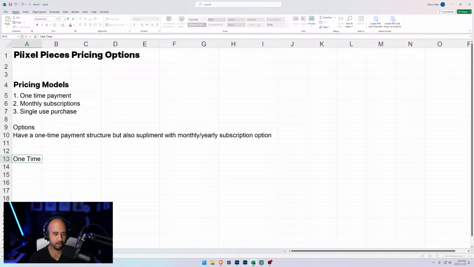So, one-time price, say it's $4.97. Then monthly, probably get by between $29 and $39 a month, right? So maybe we have something like that where it's $30 a month.